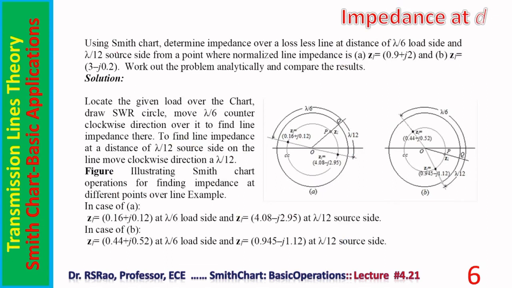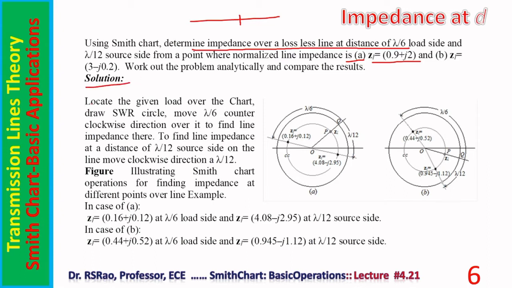Another problem. Using Smith chart, determine impedance over a lossless line at a distance of lambda by 6, load side, and lambda by 12, source side, from a point where normalized impedance is: A, ZL is 0.9 plus j2. B, ZL is 3 minus j0.2. The line is there, there is a point P. At this point, line impedance is given. Slightly away from this point, source side, what is impedance? Load side, what is the impedance? This is the problem. How to solve it?